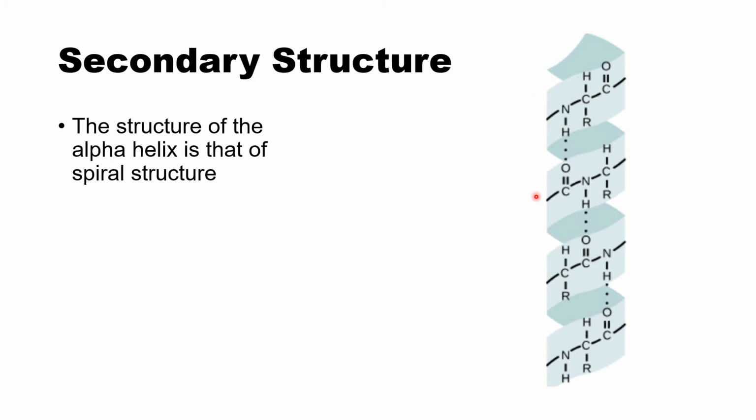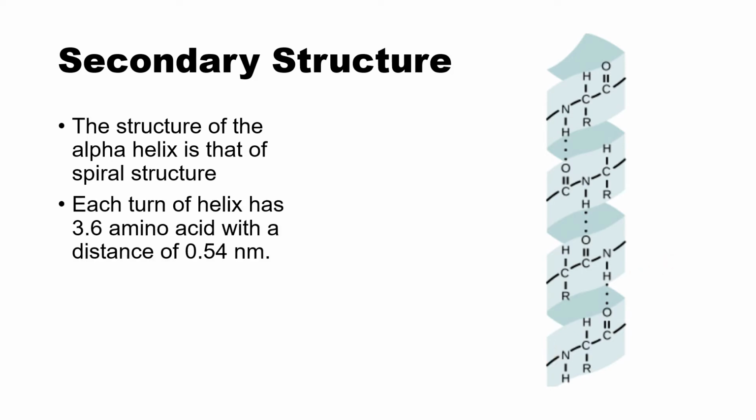Dito sa part na to, 3.6. And then dito sa part na to, 3.6 na amino acid. So, yun. Each turn of helix has 3.6 amino acid with a distance of 0.54 nanometer. So, ganun yung distance nila.